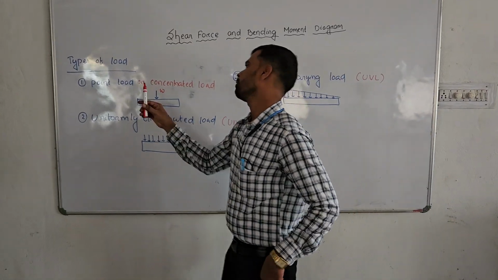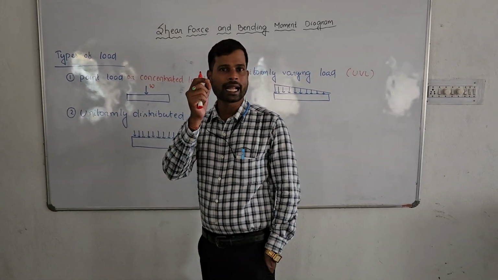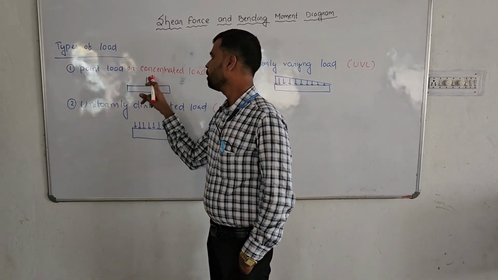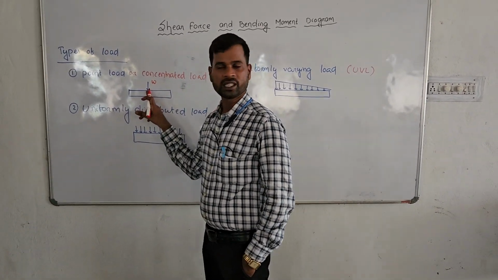The first one is point load. Point load means the load is acting on a single point. If we see here, if this is a member or this is the beam, W amount of load is acting on a single point.